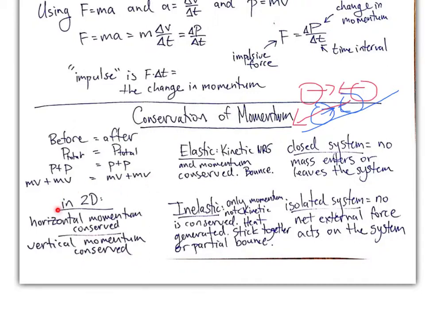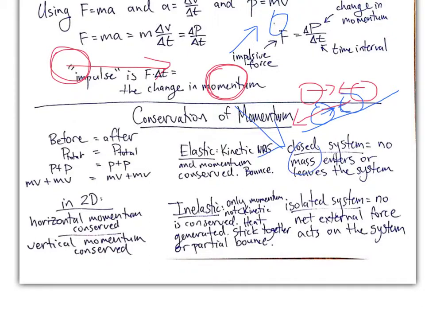Now in 2 dimensions, we will do some crazy questions where there's an object like this and then an object like this. See how it's offset and it comes in, and then afterwards one flies off in this direction and the other flies off in this direction. Oh yeah, that's going to be pretty cool.